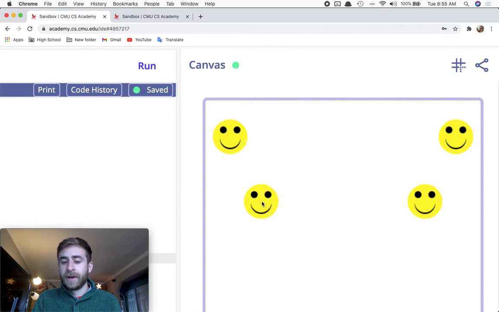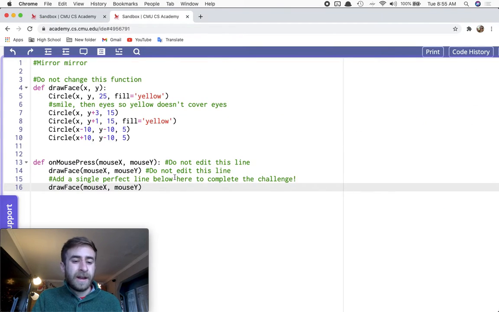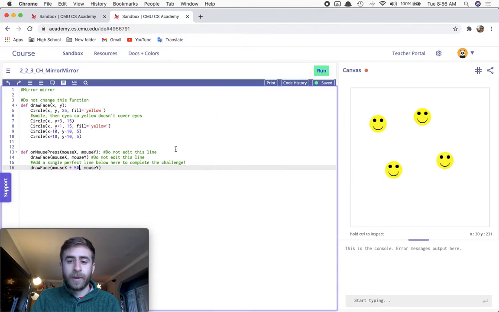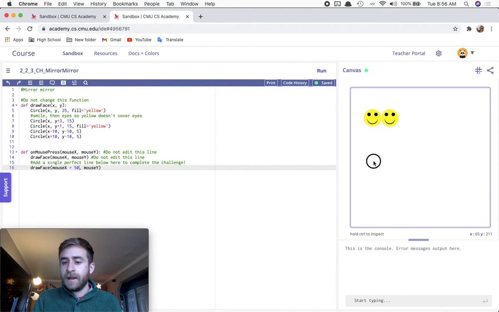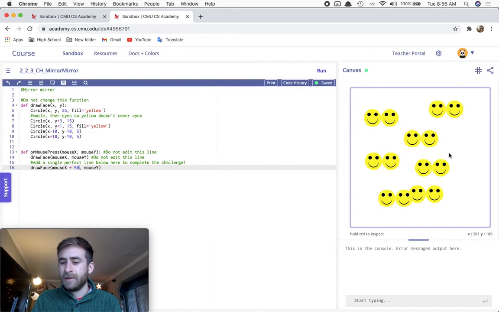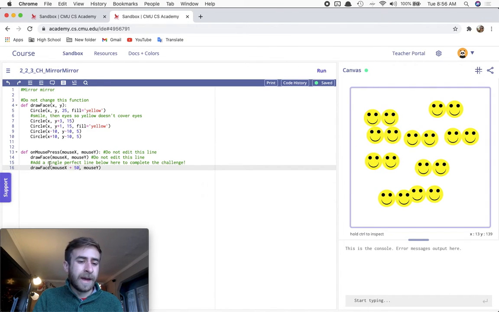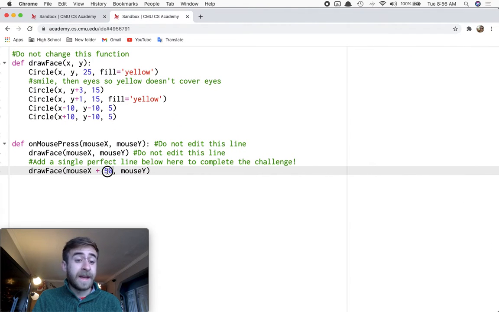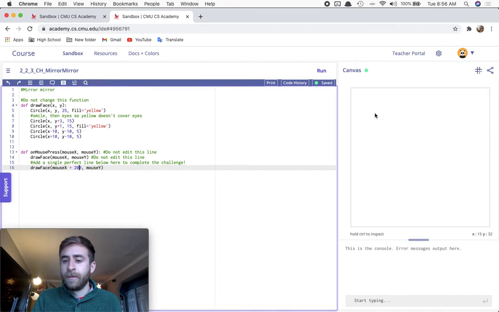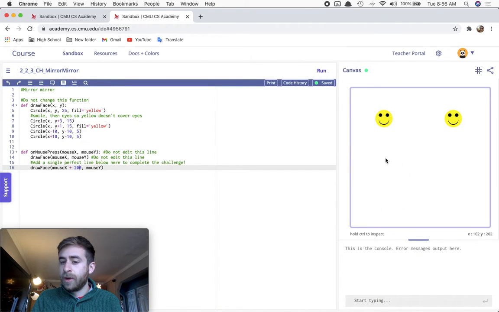Now, I'm observing that as I click here, the face is to the right. So maybe I'll just try making the face at mouse X plus 50. When I run it now in my test, I make two faces, but it's definitely not a mirror image. It's just right next to it, so that's not really great. Maybe you think, what if I just make it even larger? If I do 200 and run it now, that looks a little bit closer.